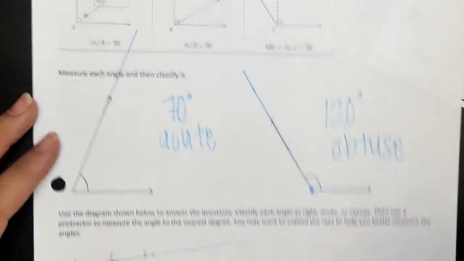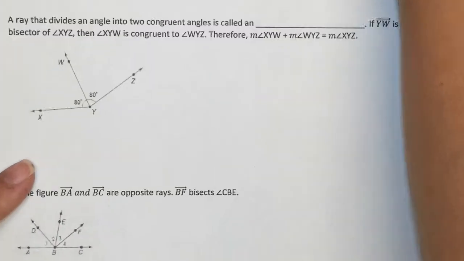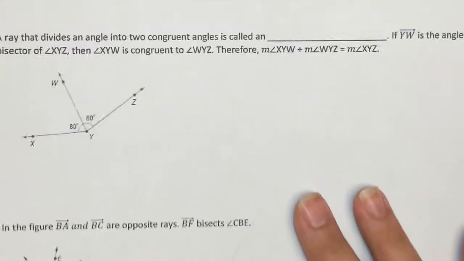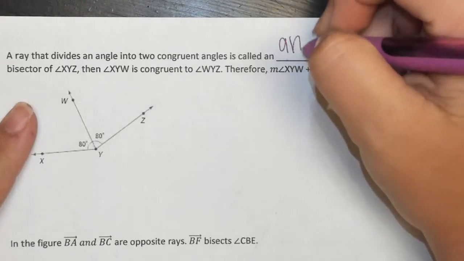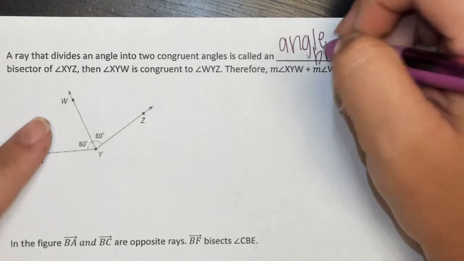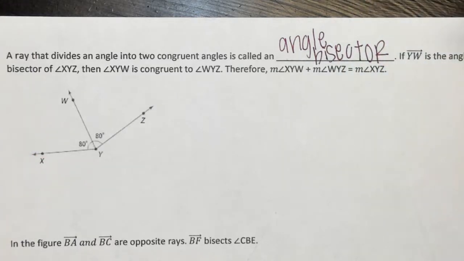Right, so there was one vocab word that we went over that you don't know yet. I'm on the back right here. That vocab word was angle bisector. So that's what this blank is. Angle bisector. On the back page. Go ahead. On the back.